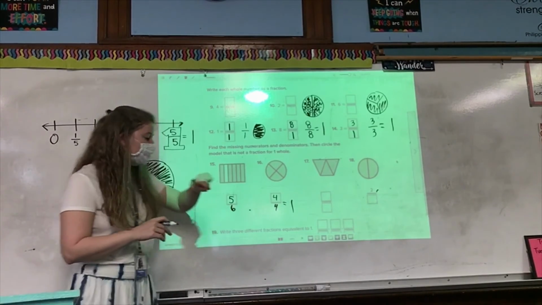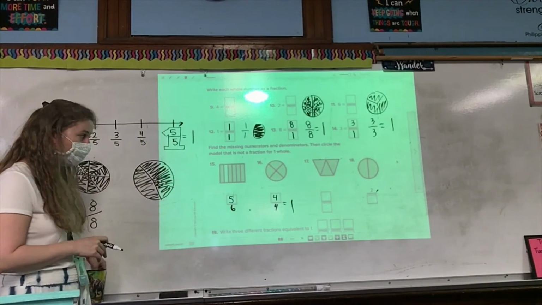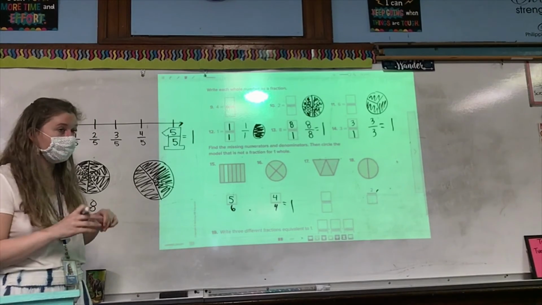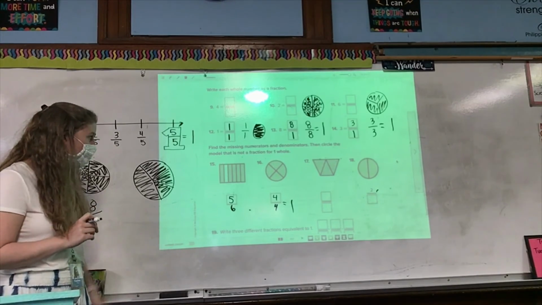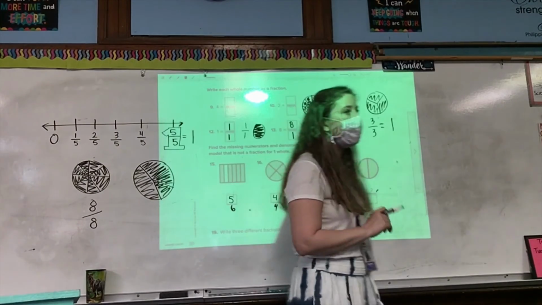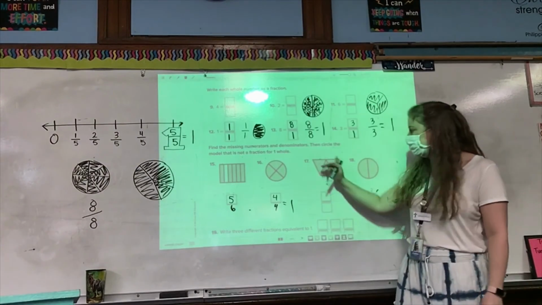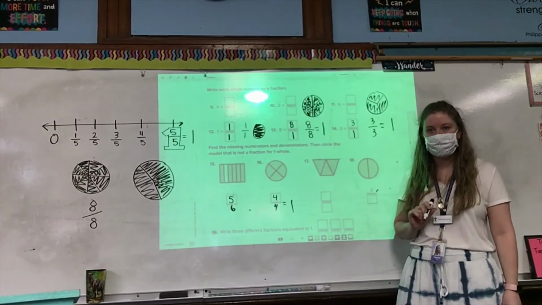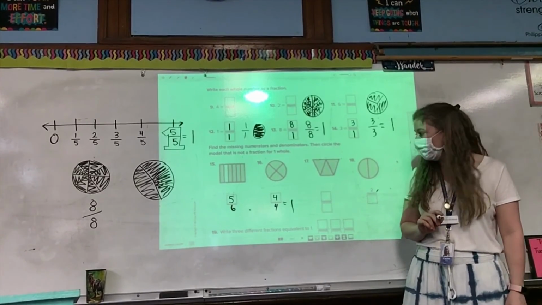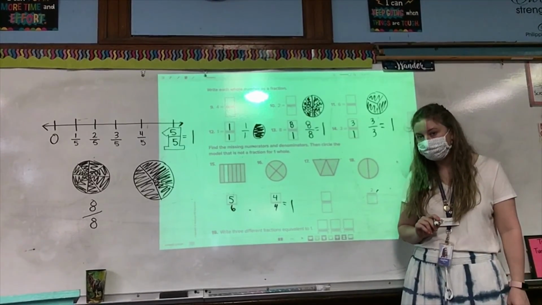Okay, let's just do 17 and 18, and then you'll have the rest to do tonight, or later today if we have time. Zari, number 17, we have another trapezoid. How many separate shapes with no space between them do we have, Zari? 3. Is there space?